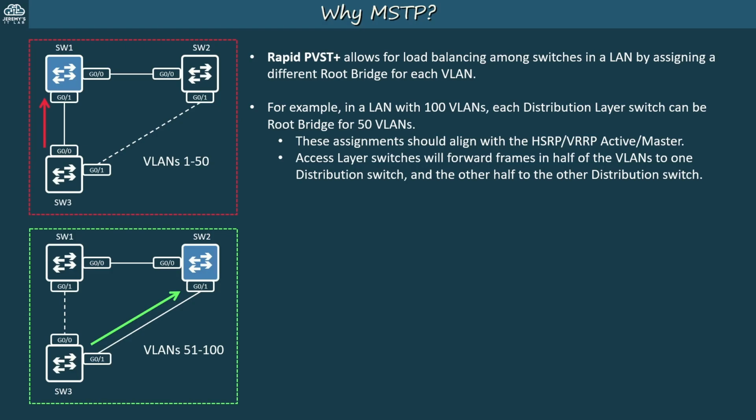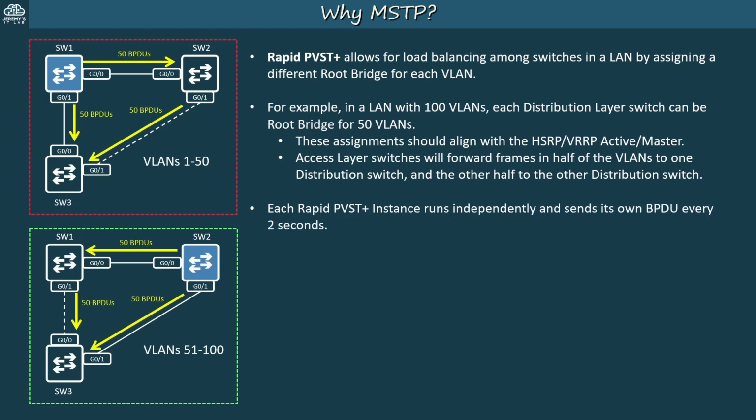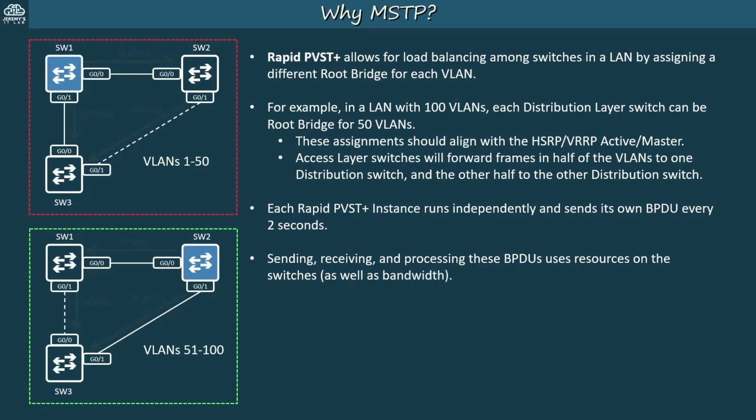So what's the problem? The problem is that each rapid-pvst+ instance runs independently and sends its own BPDU every 2 seconds. In our example LAN here with 100 VLANs, that means 100 BPDUs are being sent on each link every 2 seconds. Sending, receiving, and processing these BPDUs uses resources on the switches, as well as bandwidth in the LAN.